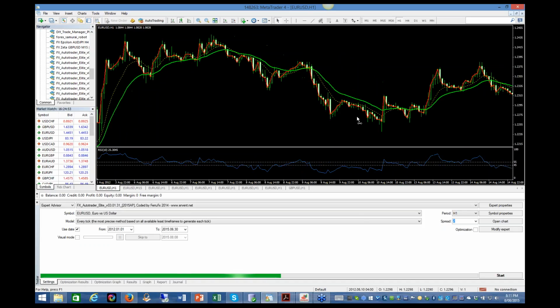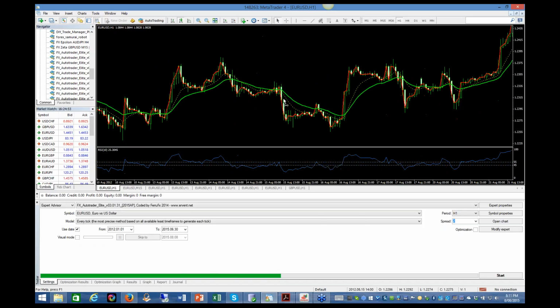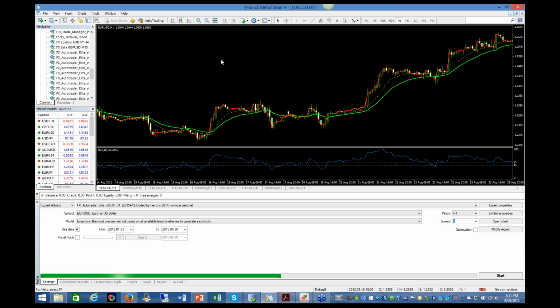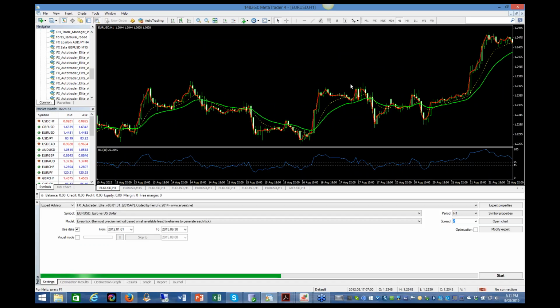So the question now is, having been given a strategy like this, and we can certainly put it on the chart and look at it, how do we know how profitable it's going to be over the long term, say over the next year if we wanted to trade it? And that's where being able to automate this makes it so much easier for us to do that.